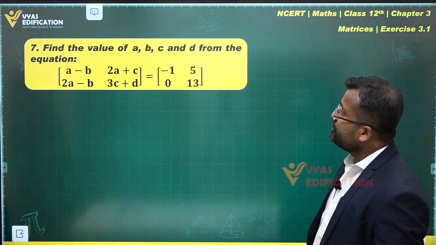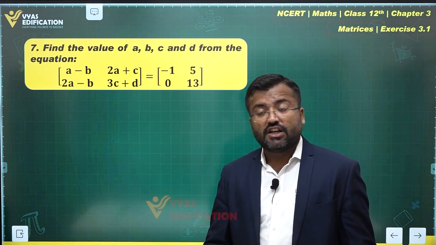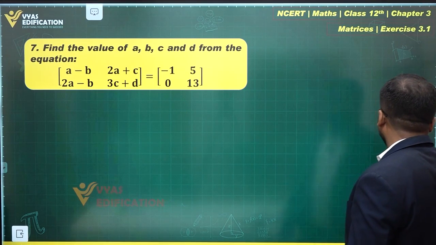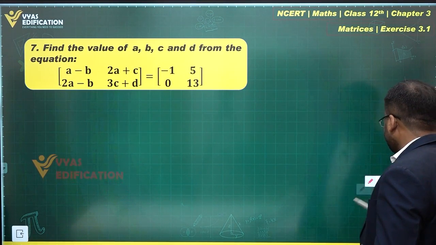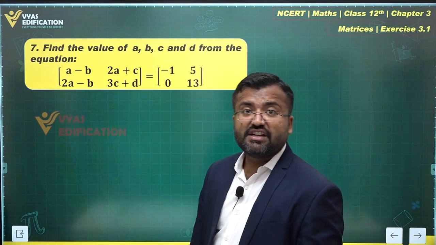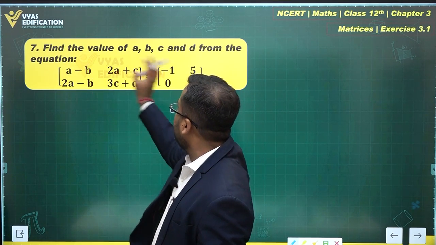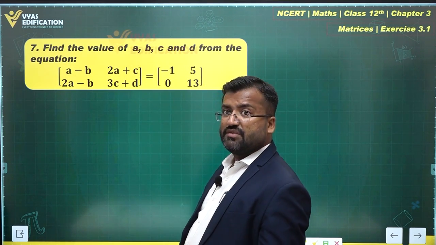Let's take a look at this question. Find the values of A, B, C and D from this equation. Now there are 2 matrices which are given to be equal, and we are supposed to find A, B, C and D by forming the equations. How do we form the equations? We have to compare the corresponding elements, right? This is a 2 by 2 matrix, this is a 2 by 2 matrix. The corresponding elements should be equal. That's what we are supposed to do.